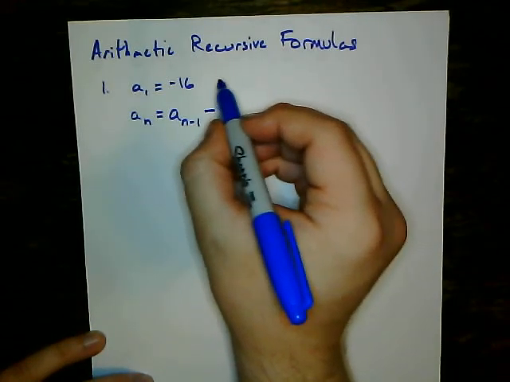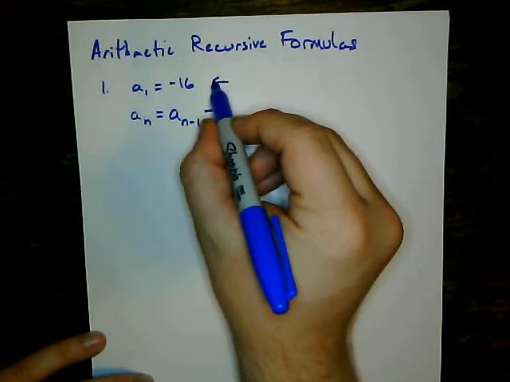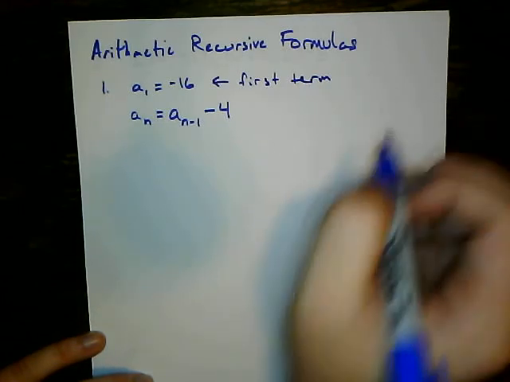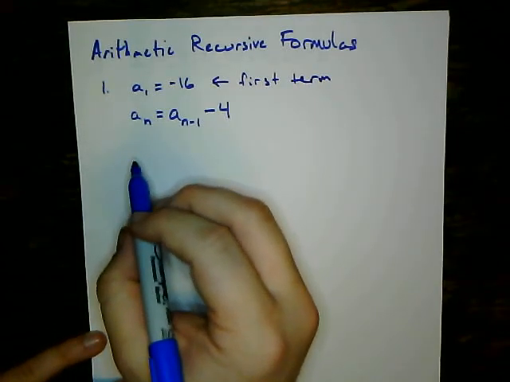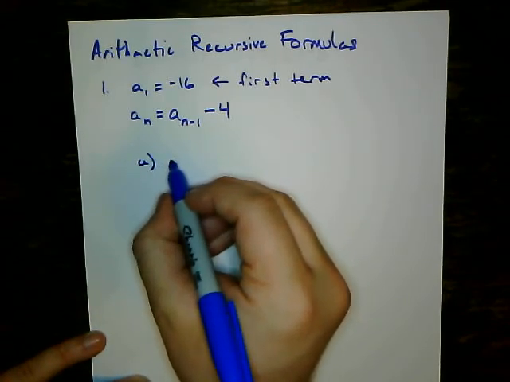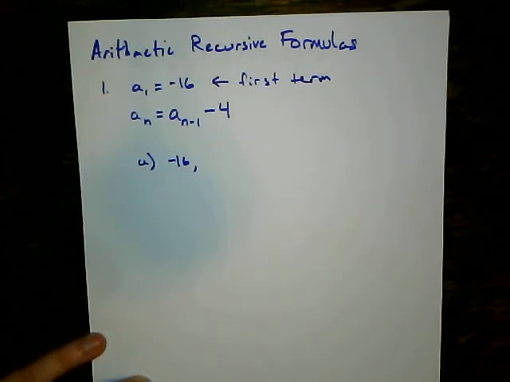One, hopefully we recall, since this says A1 right here, this is our first term. So as we are writing out our first 5 terms, we'll call that part A, our first term will be negative 16. Okay, so we've got our first term in the books. Now we've got to see what is our pattern.